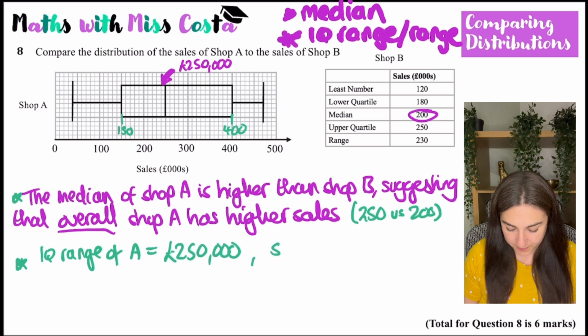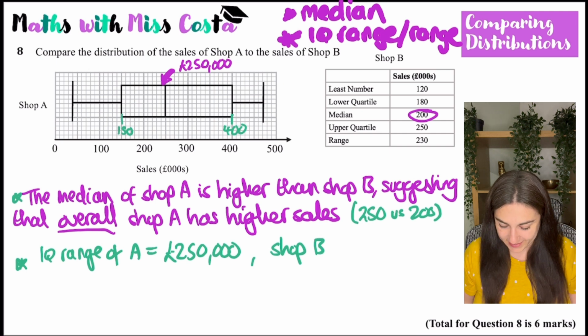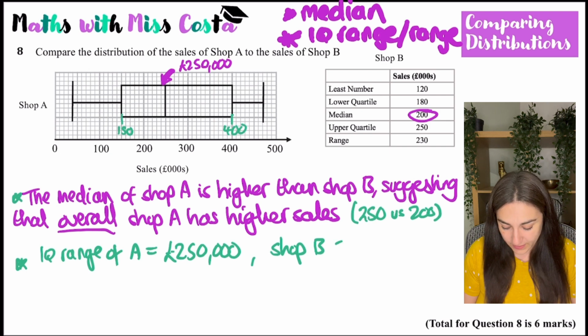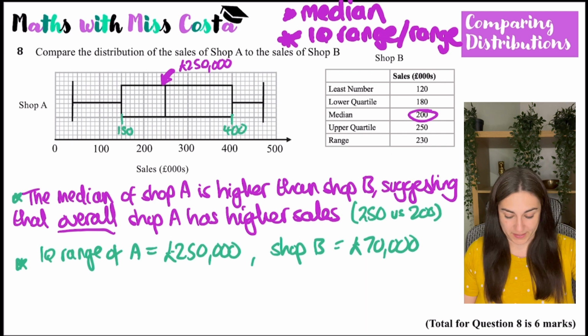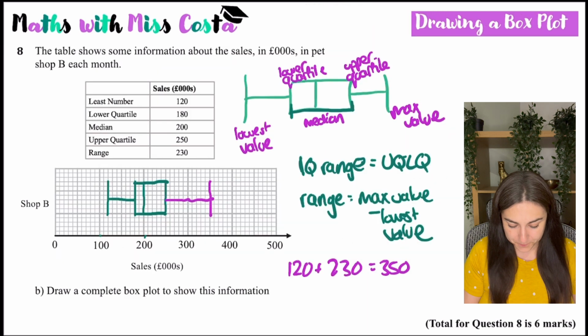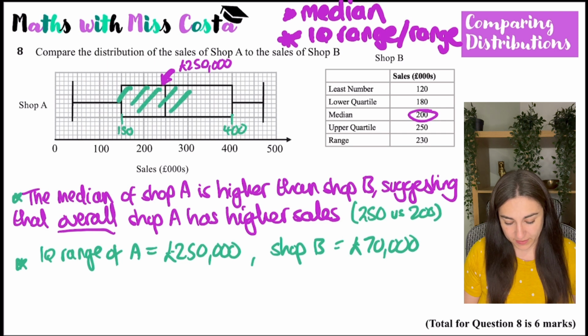And shop B, we worked out, well, we're going to have to work out again. So 250 is the upper quartile, take 180, which is the lower quartile, which is 70,000. So basically, the larger the range, the more inconsistent the data. So like one day you might be getting this, one day you might be getting that. So if you look at the box plot we drew for shop B, you can see that the middle 50% of the data is really clumped together, whereas here it's actually quite spread apart.